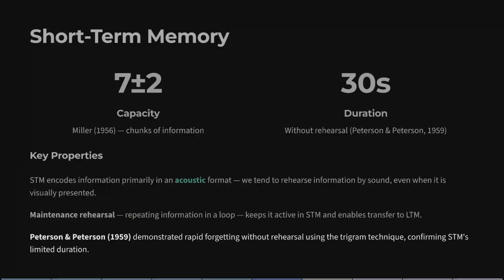So your key terms here are capacity, duration, coding, chunking, maintenance rehearsal, acoustic, encoding. Make sure you can define each one precisely.